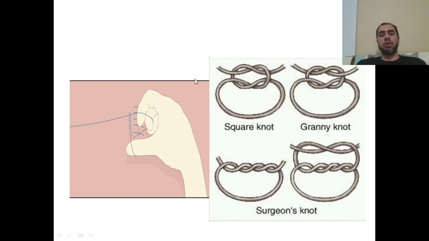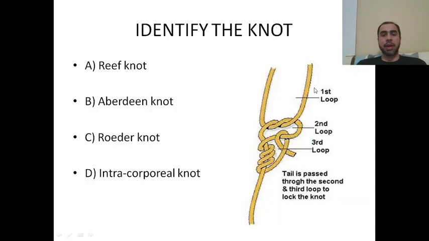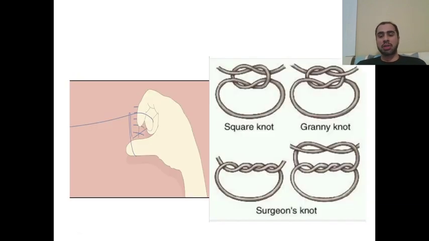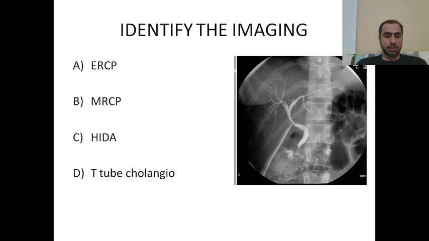Please make a note of all these knots. I expect this Roeder's knot to be asked. It is an extracorporeal knot. Extracorporeal means tied from outside in laparoscopic surgery.